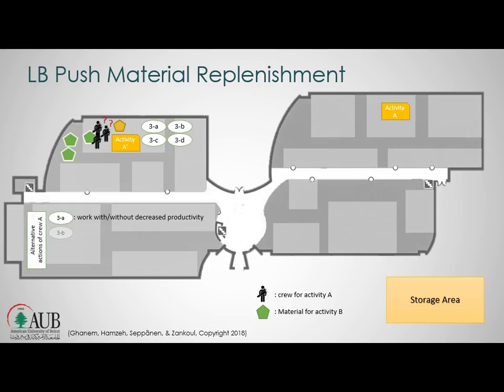So they could work with or without decreased productivity, depending on the level of congestion, on the level of obstruction these materials can cause. They could move the material or call the other crews to move them, or they could change their location if this material causes complete obstruction and they cannot handle them, or they could wait until things are resolved. So as we can see, a push technique shows how it could affect productivity of workers on a construction site.